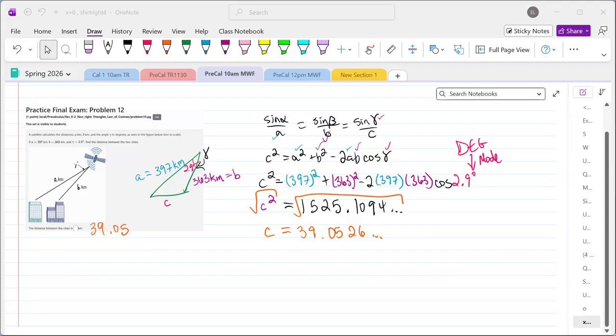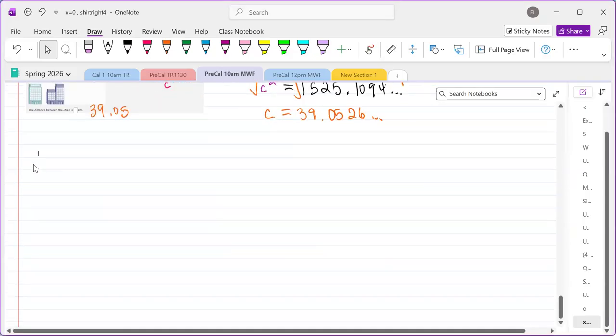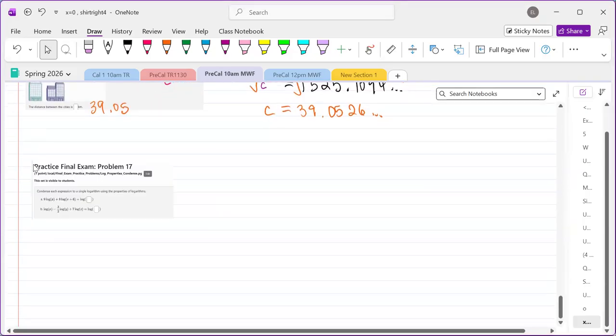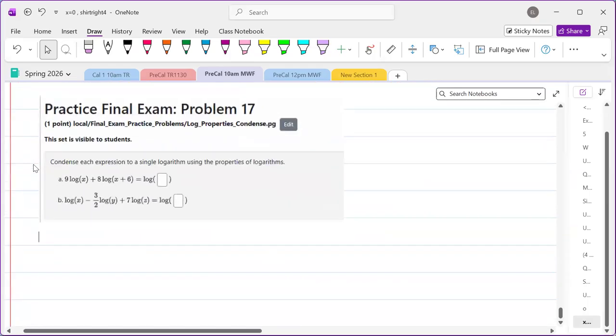So 16 and 17 are about the log properties. I am not going to give you the list of log properties. You do have to remember how these work together. But I'm only going to ask one question on this. So it's either an expand or a compress. So problem 16 is a log property expansion question. And then problem 17 here is a compression, condense, zip them back all up into one log.